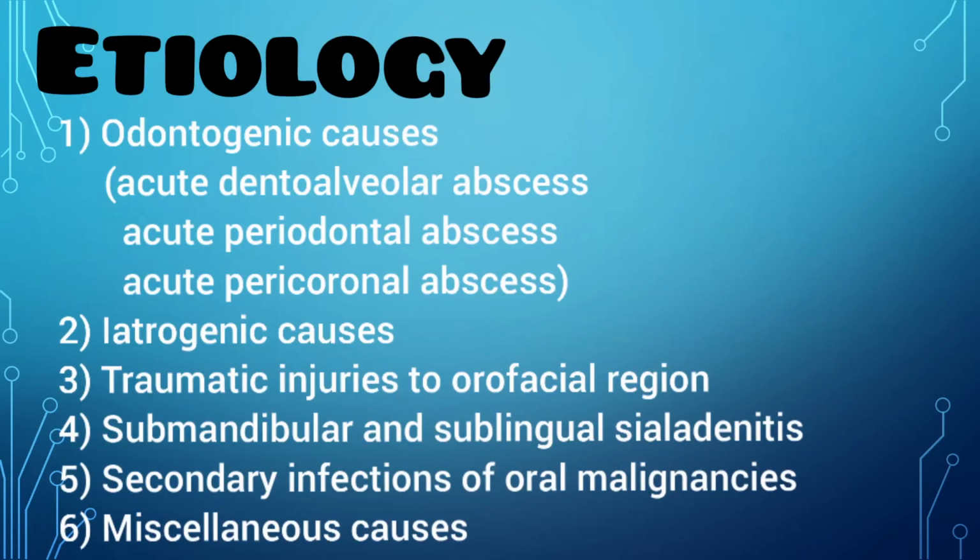Next, we can go through the etiology of Ludwig's angina. This includes odontogenic causes, acute dentoalveolar abscess, acute periodontal abscess, acute pericoronal abscess. Then iatrogenic causes like use of a contaminated needle for giving a local anesthesia, then traumatic injuries to the orofacial region, submandibular and sublingual sialadenitis, secondary infections of oral malignancies or any miscellaneous causes.